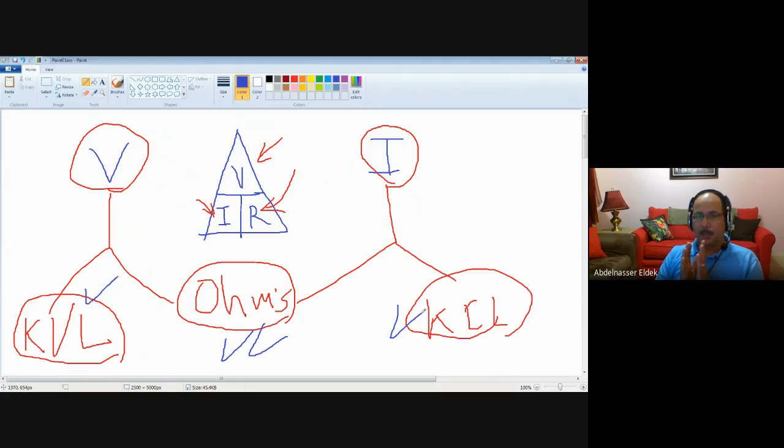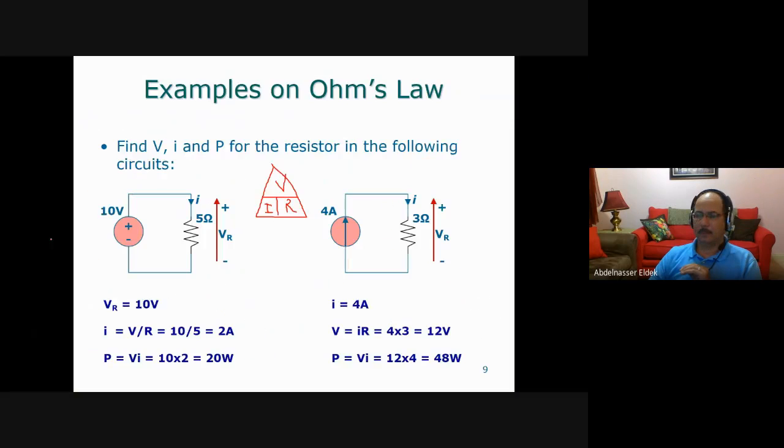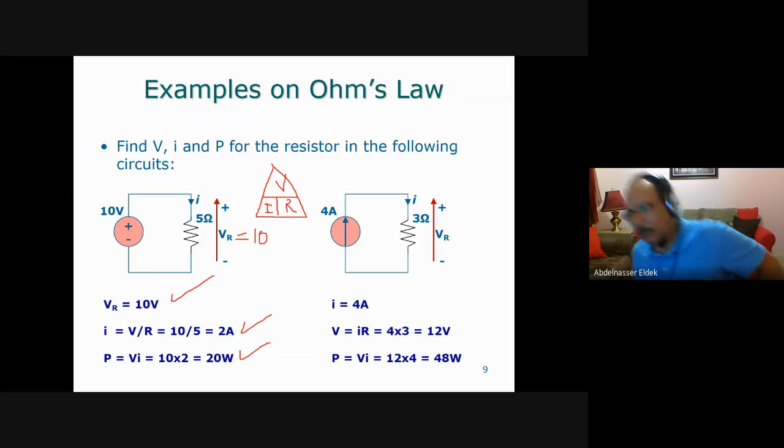But remember, Ohm's law is the first choice, but you must have at least two out of these three, V, I, R, to use it. So here, for example, I have the voltage, which equals 10. So now I can use Ohm's law to calculate the current. The current equals 10 divided by 5, which is 2 ampere. I know the voltage and the current, so you can calculate the power. Power equals voltage times current, so 10 times 2 will be 20 watts.